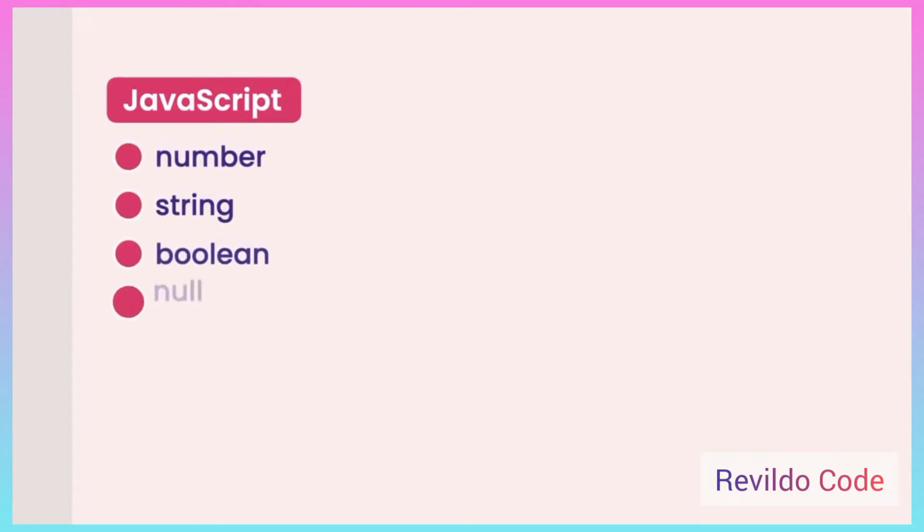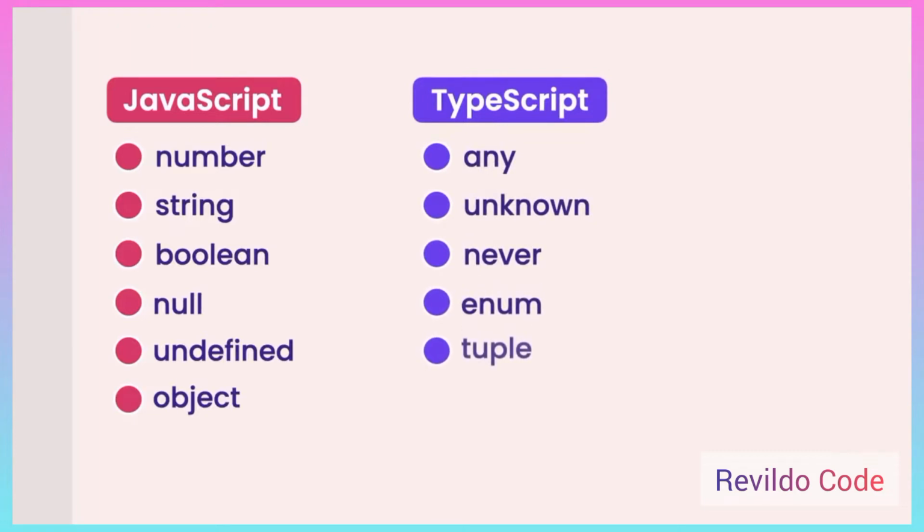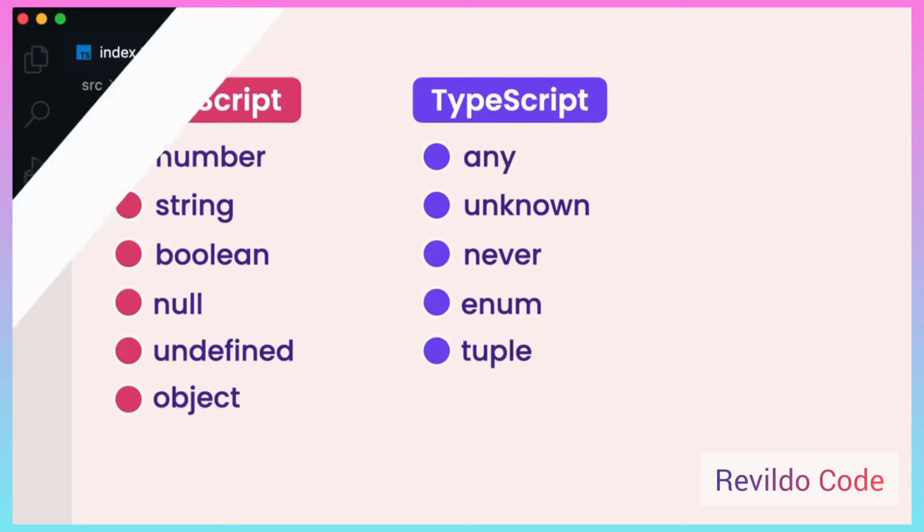So JavaScript has built-in types like number, string, boolean, null, undefined, and object. Now TypeScript extends this list and introduces new types like any, unknown, never, enum, and tuple. As we go through this section, you will learn about all these types in detail. But before we get started, let's see how we can play with primitive types in TypeScript.